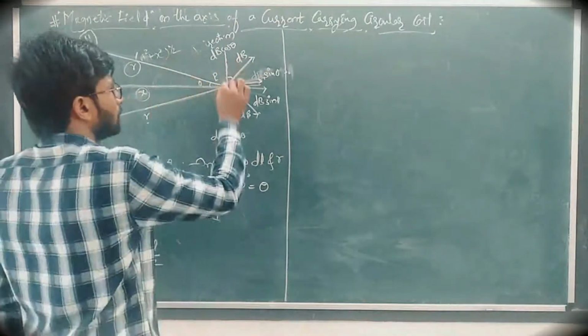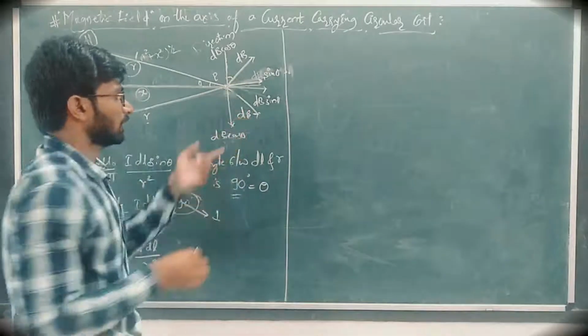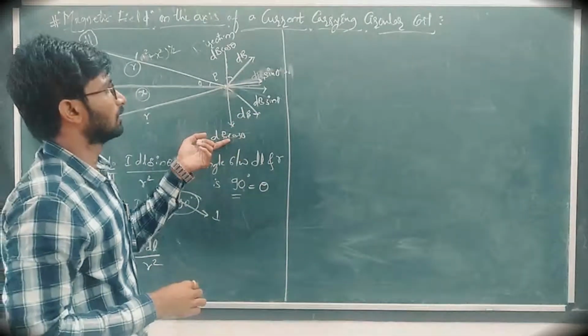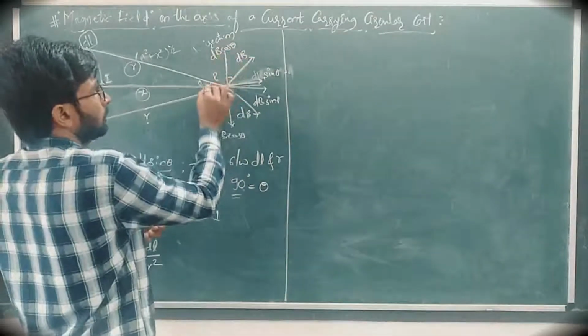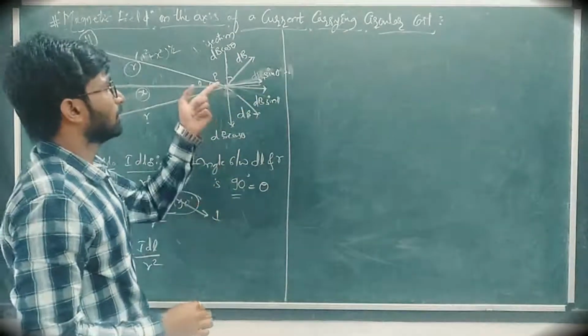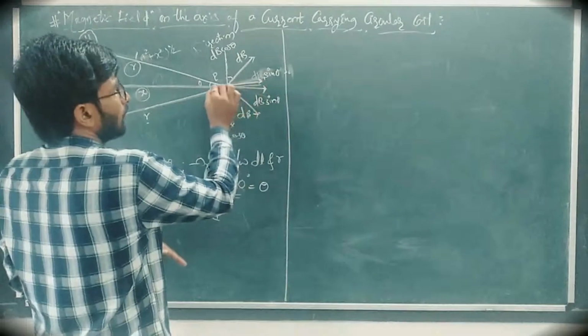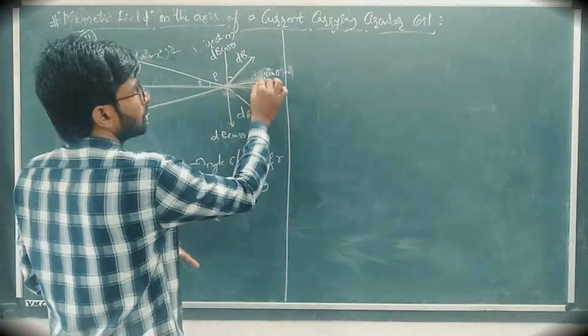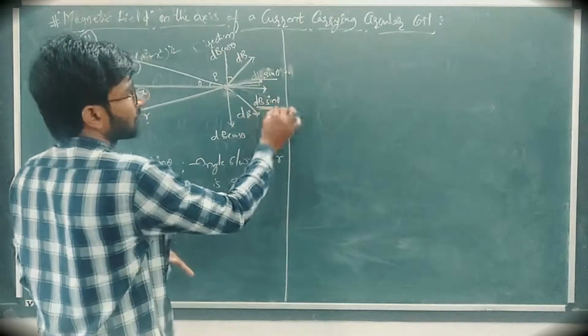Okay, and now this is from the other side, it will be dB cos theta, which is perpendicular to the axis. Is that right? And now with respect to that, what we are having here also is dB sin theta. Is that right?